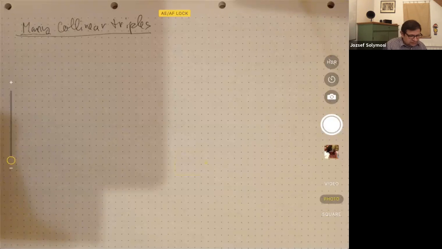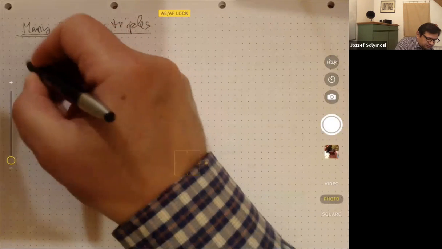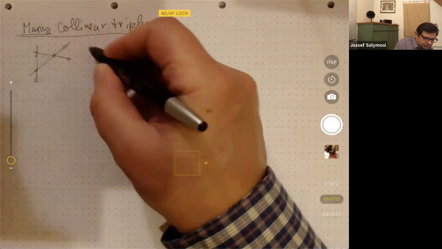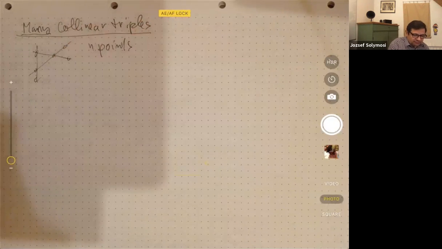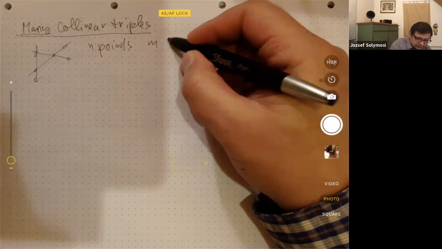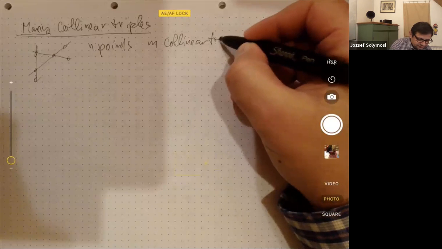Right, so this is the situation. Just let's see, we have many collinear triples. So we have a point set, and say we have n points. And now M will denote the number of collinear triples.